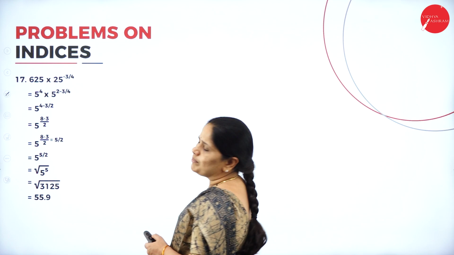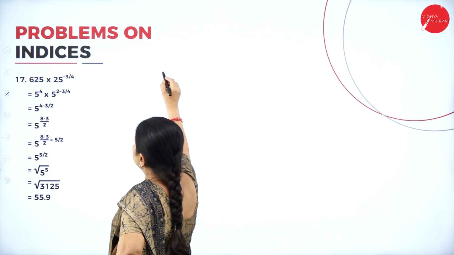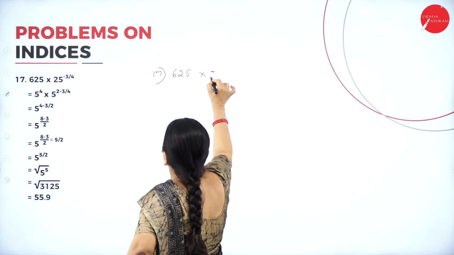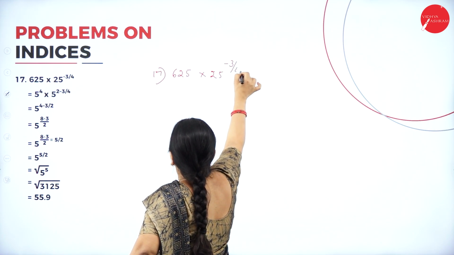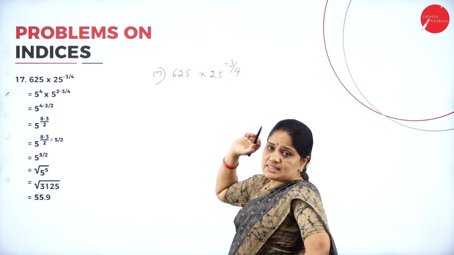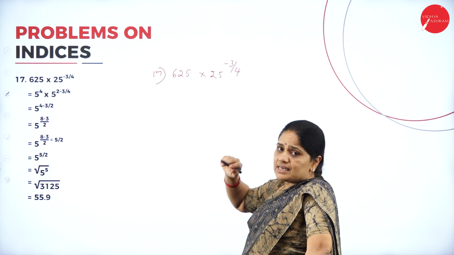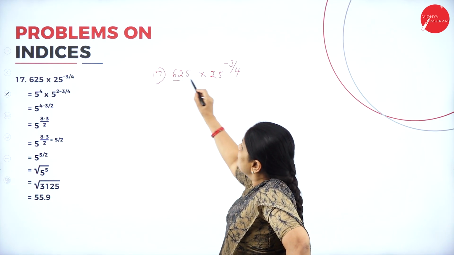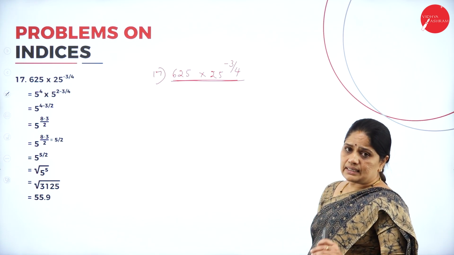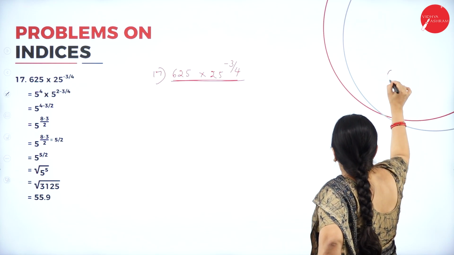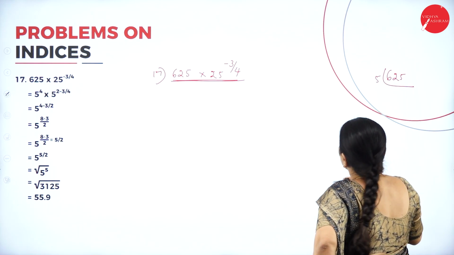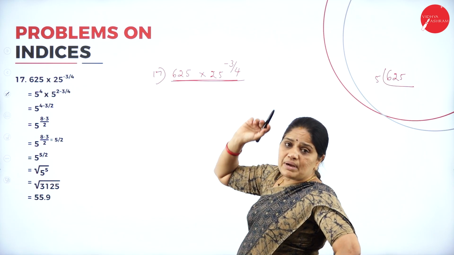Now, the next problem here. What is the next problem given? The 17th problem is 625 into 25 to the power of minus 3 by 4. See, whenever an expression of a very big number is given, we should try to write it as a common expression. Whenever we are given expressions of this type, we have to see that both the bases are the same. Now, 625 is the number. I'll just try to write it as a power of 5 because the last digit is 5. It is a multiple of 5.